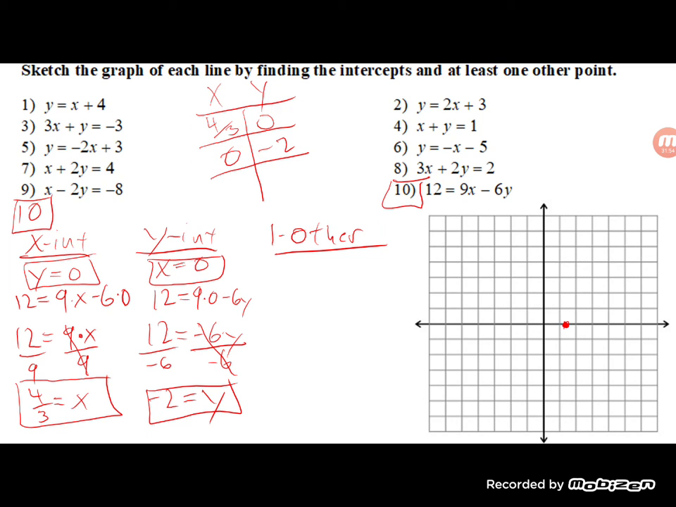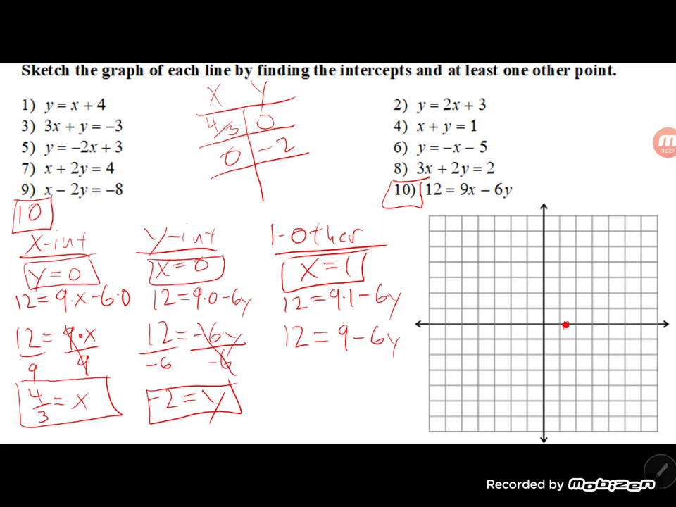All right, let's find one more. How about we go ahead and choose x is equal to 1. We don't want to make it complicated for ourselves, so I'm just going to choose x equals 1. And now I'm going to go ahead and calculate this. So I have 12 is equal to 9, and I said x is 1, so times 1, minus 6 times y. Okay, 9 times 1, I can calculate that. That'll be 9 minus 6y, and 12 is on that side.